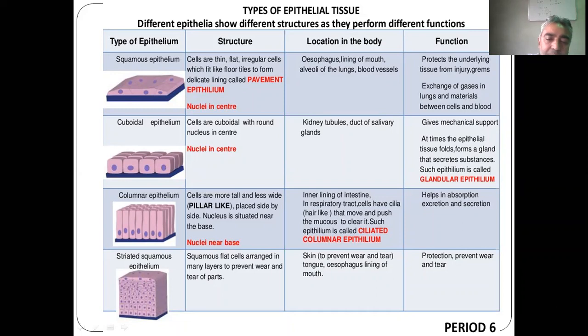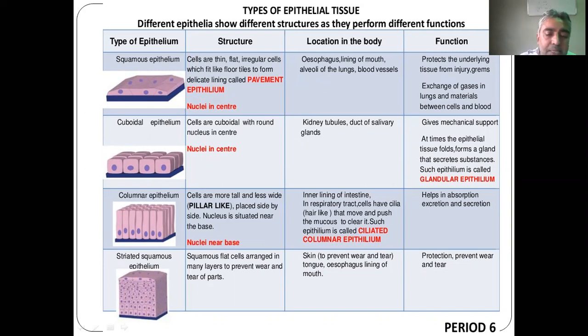Then columnar epithelium: cells are tall and less wide, taller than broad, pillar-like, placed side by side, with the nucleus situated near the base. Location: inner lining of intestine. In the respiratory tract, cells have cilia which move and push the mucus to clear it. Such epithelium is called ciliated columnar epithelium. Functions: help in absorption, excretion, and secretion.